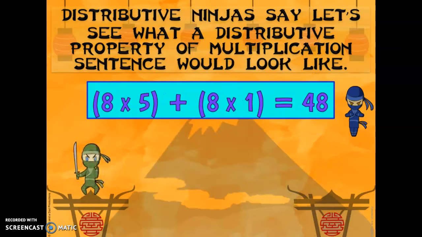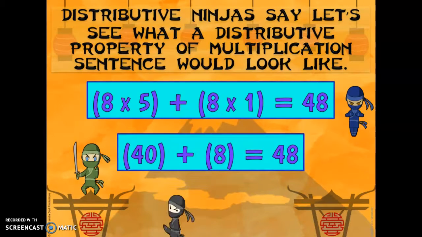And here's what our sentence would look like. The 8 didn't change on either side, but the 6 did. It changed into 5 and 1. We divvied that up. We split that up to make it easier. And then we put our answers back together, our products back together, to get our final product for the whole original 8 times 6.